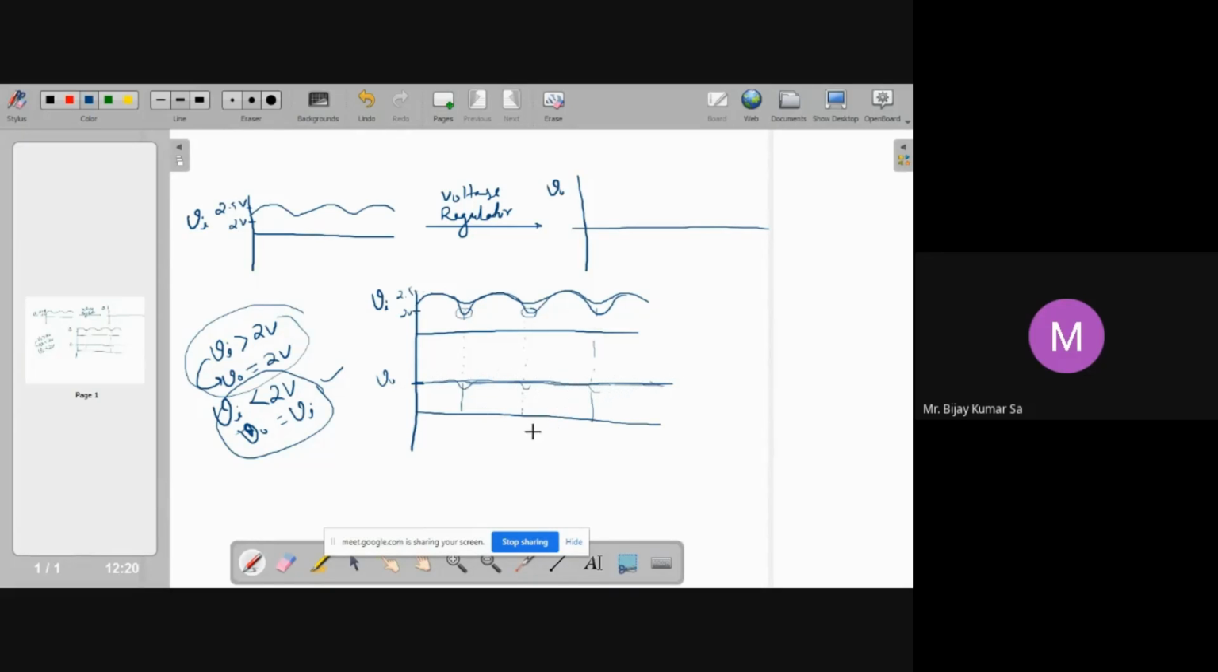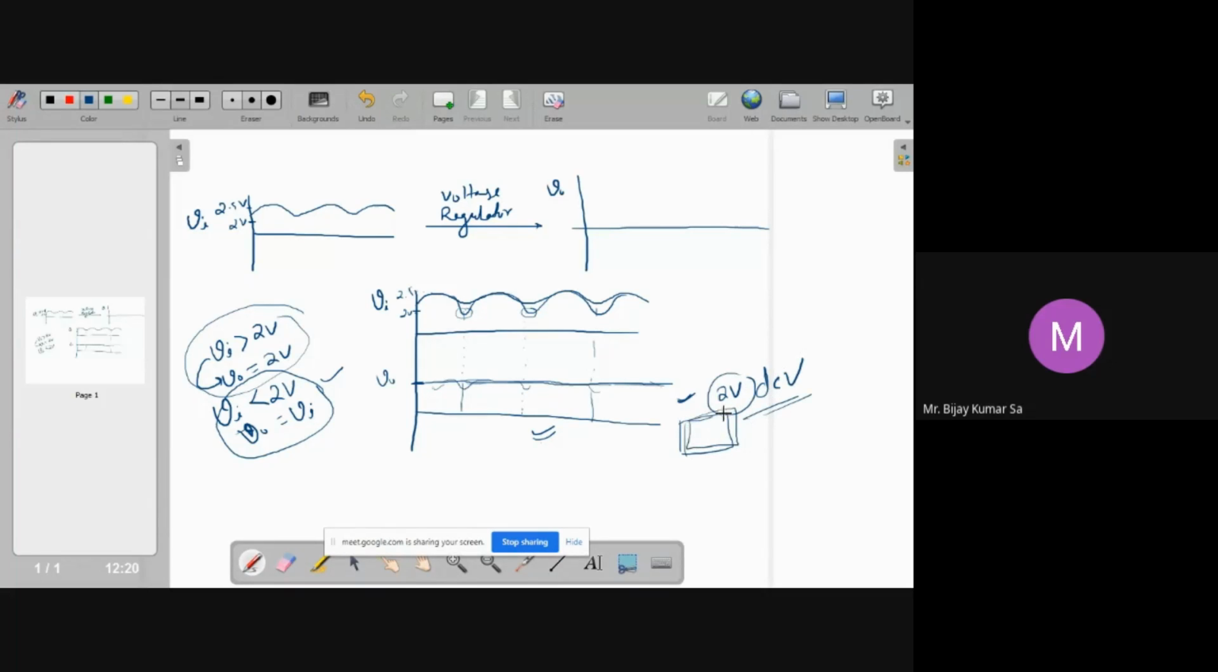So this would have been the regulated output voltage if this kind of input would have been given to the voltage regulator input. So anyway, you are getting more of a constant output voltage at the output of a voltage regulator, and this is more suitable for our appliance which is designed to operate at 2 volt DC voltage.